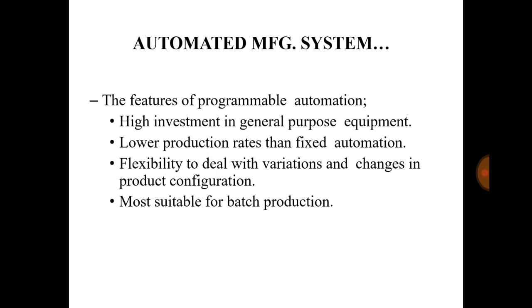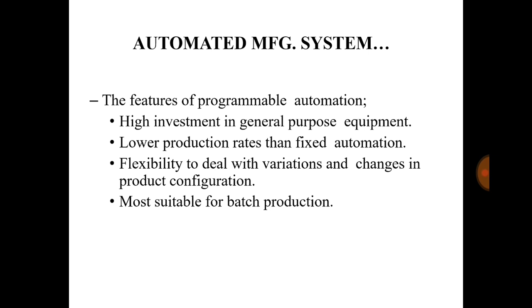The features of programmable automation. High initial investment in general purpose equipment. In the case of fixed automation, you are using special purpose machines, whereas in programmable automation, you have to use general purpose machines so that they can be used for a variety of products. Then lower production rate as compared to fixed automation. As we have discussed, in fixed automation special purpose machines are used, so you get a high production rate, whereas in programmable automation general purpose machines are used, so you get a lower production rate.